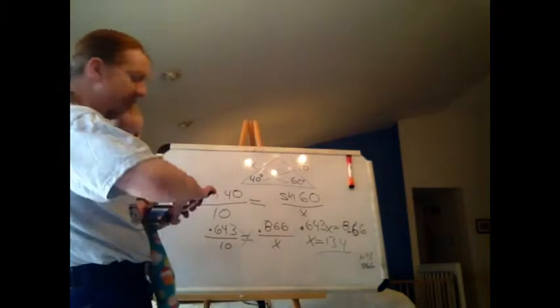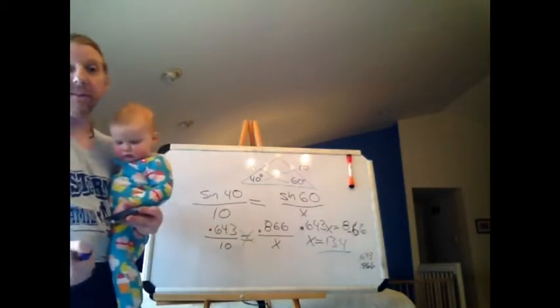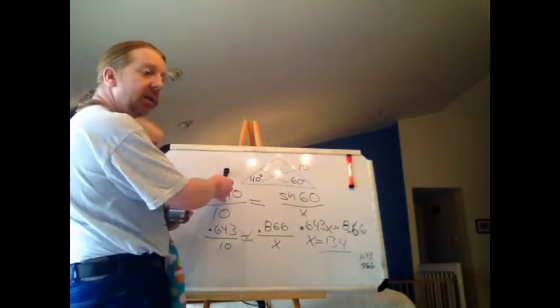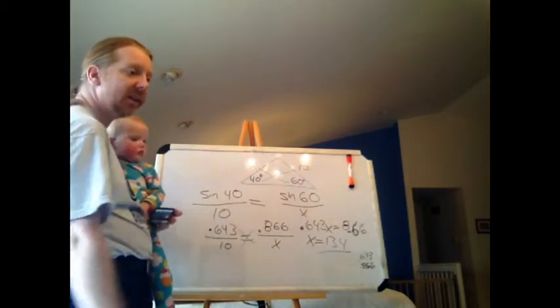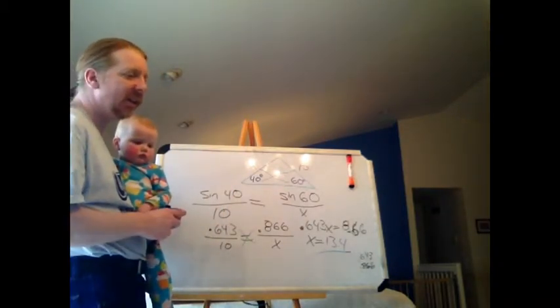There we go. We found the missing side of a triangle that was not a right triangle. Using, what do we use? Law of sines. The law of sines.